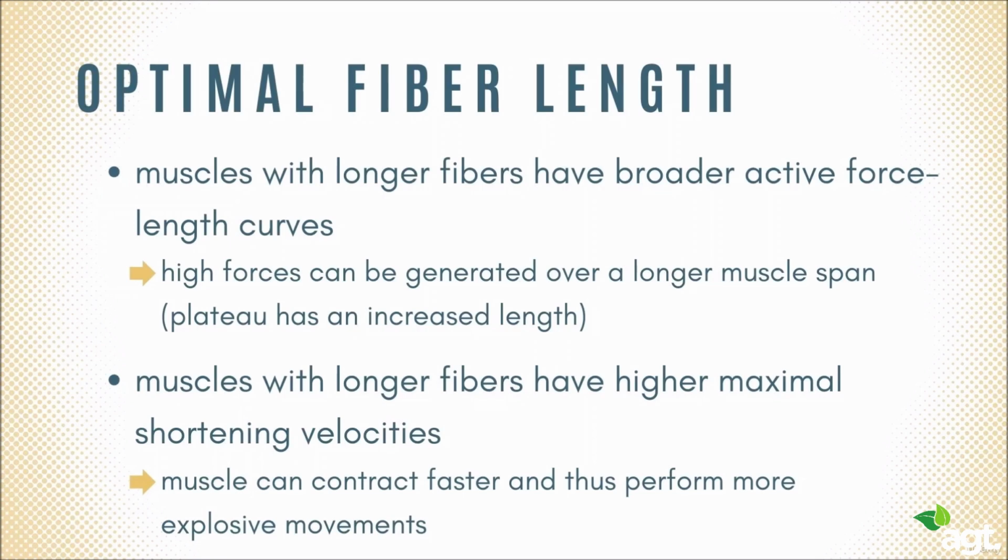Also, muscles with longer fibers have a higher maximal shortening velocity. That means those muscles can contract faster and thus perform more explosive movements. Now, this is very important to know for training: muscles that are longer usually have higher shortening velocities and are therefore more explosive. Ultimately, we can say that the optimal fiber length of the muscle is where we can develop the highest force while having the highest shortening velocity of the sarcomere.